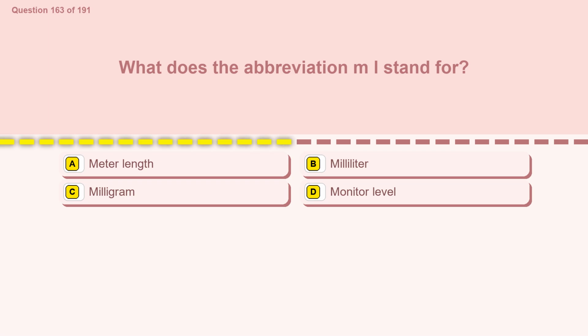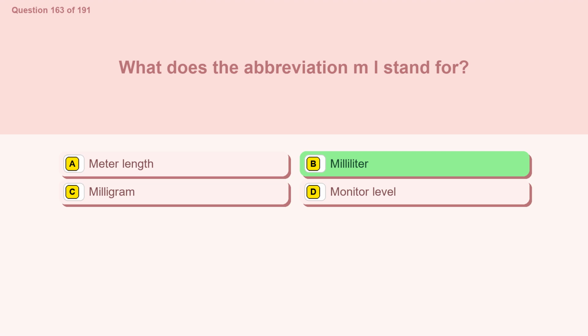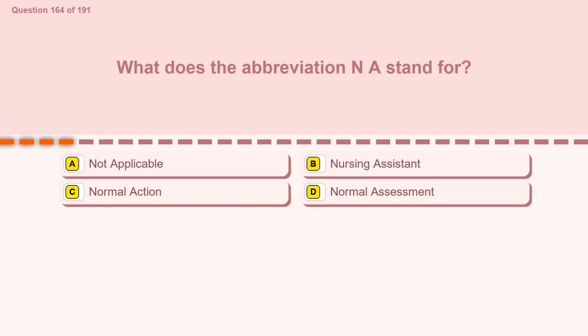Option A, meter length. Option B, milliliter. Option C, milligram. Option D, monitor level. The correct answer is option B, milliliter. A milliliter is a metric unit of liquid volume. Question 164. What does the abbreviation NA stand for?